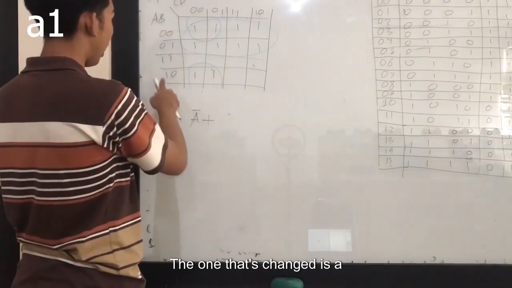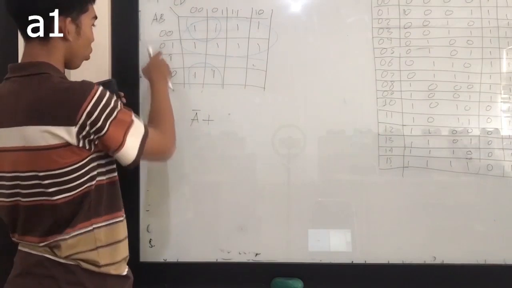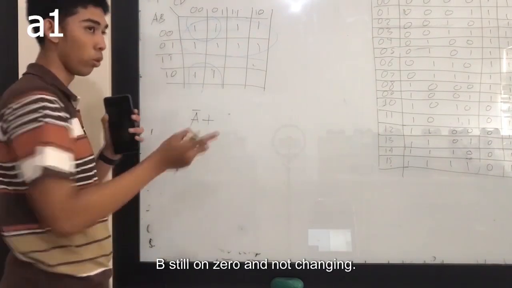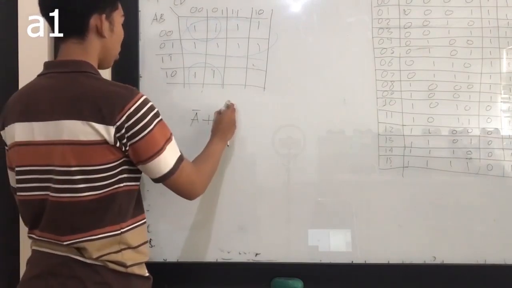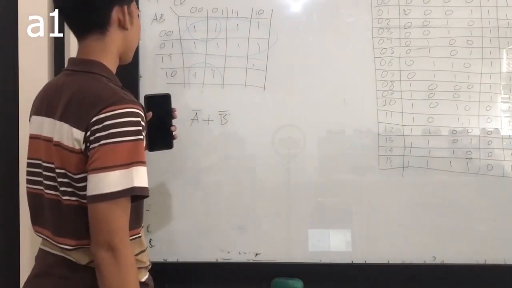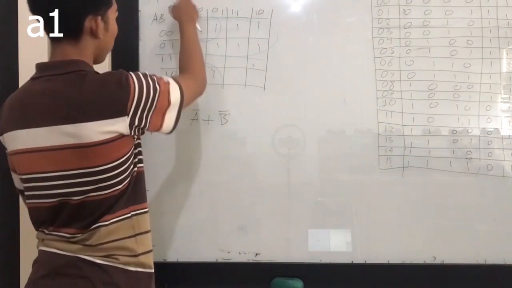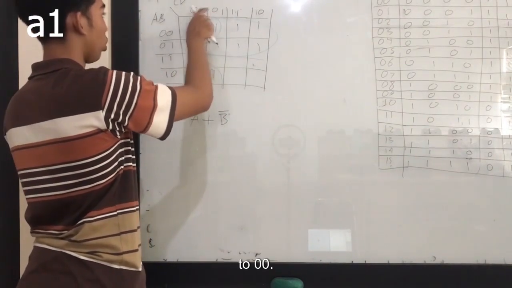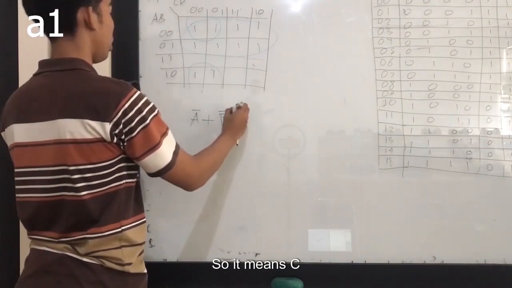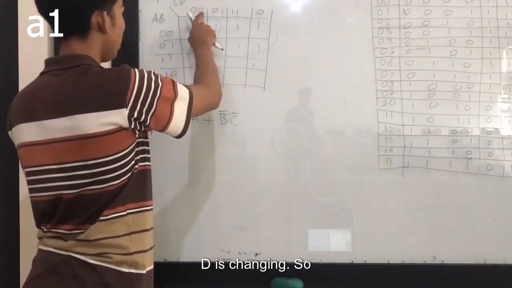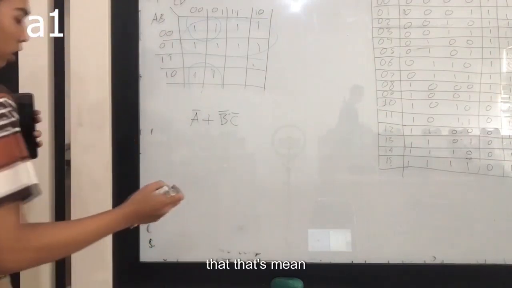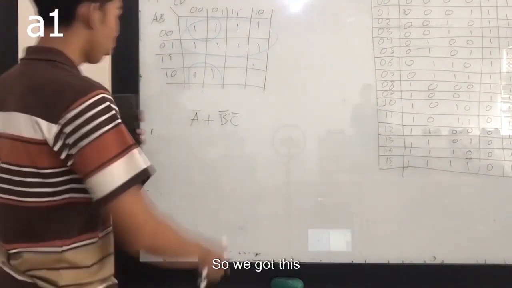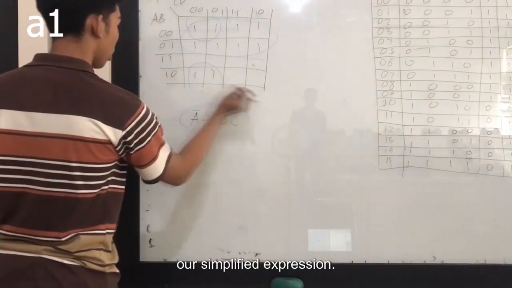The one that's changed is A, from 1 to 0, so there is probably no A. B is still 0 and not changing, so that means B inverse. And this, we move to CD. C is not changing, still 0 0, so that means C inverse. D is changing, so we do not need that in our expression. So we got our simplified expression.